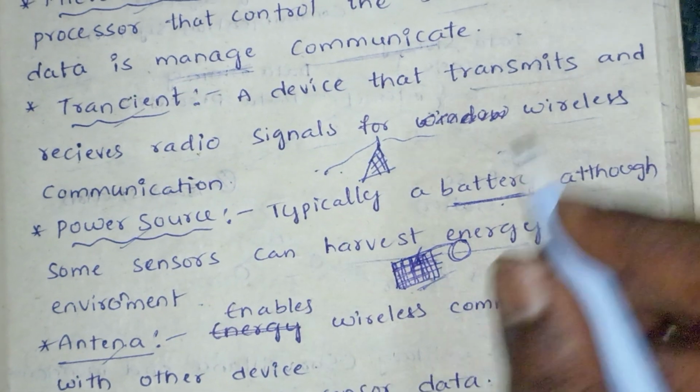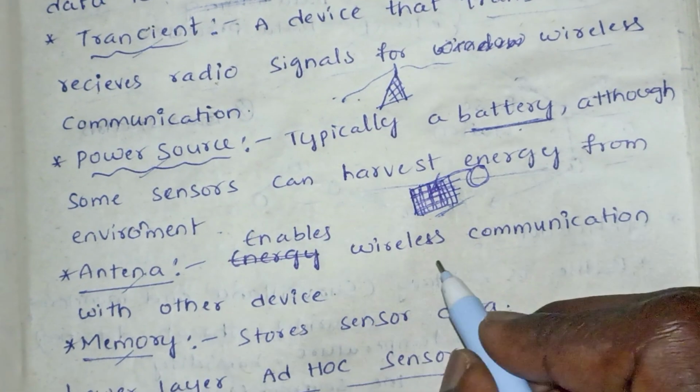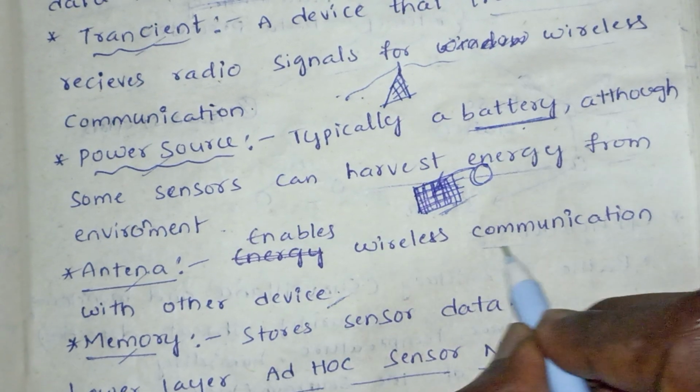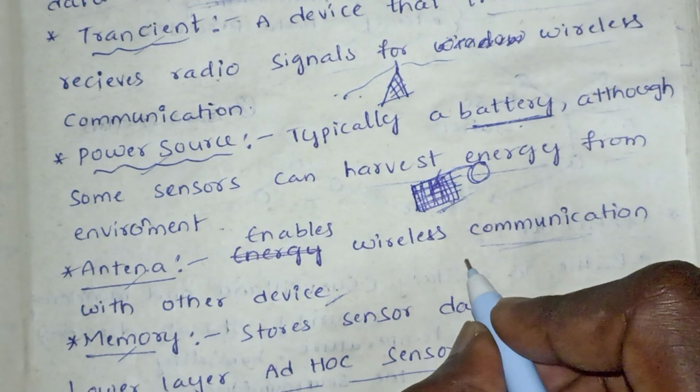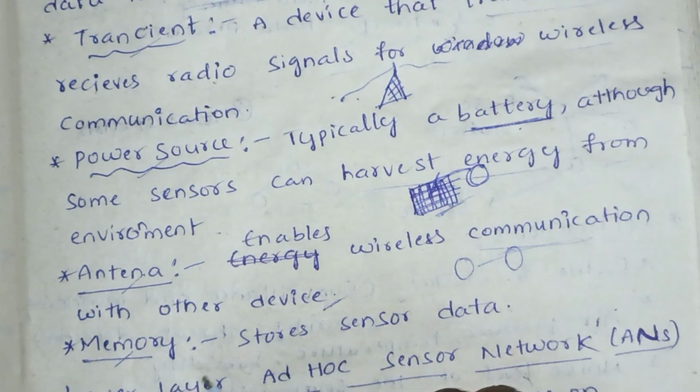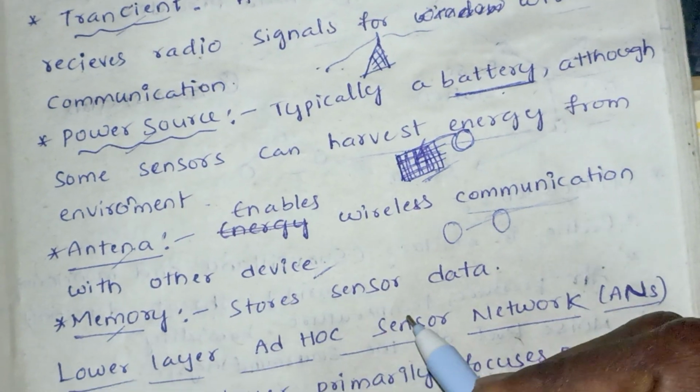It is natural. And the antenna enables wireless communication with other devices. There is no connection between two devices, so it is the antenna that enables communication. Next, memory stores sensor data.